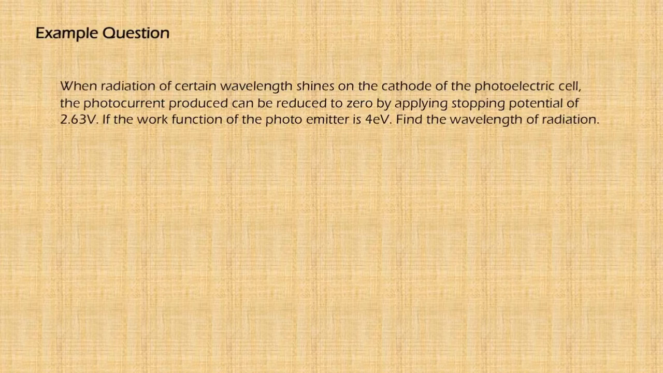When radiation of certain wavelength shines on the cathode of a photoelectric cell, the photocurrent produced can be reduced to zero by applying a stopping potential of 2.63 volts. If the work function of the photoemitter is 4 eV, find the wavelength of radiation.